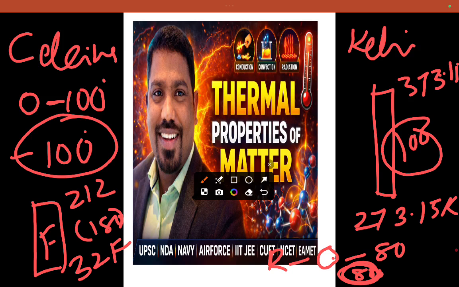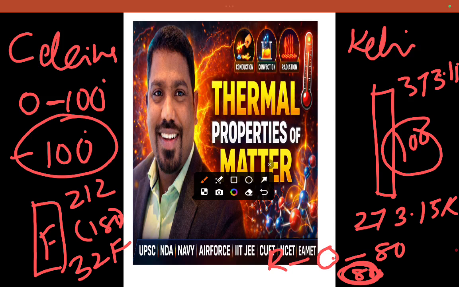Coming to the third scale, the Fahrenheit scale. The Fahrenheit scale's lower fixed point is 32 degrees Fahrenheit and the upper fixed point is 212. Between 32 and 212, there are 180 divisions in the Fahrenheit scale. Coming to the Reaumur scale, the lower fixed point is 0 and the upper fixed point is about 80 degrees. So therefore, we can conclude that four different scales have four different fixed points, upper and lower.